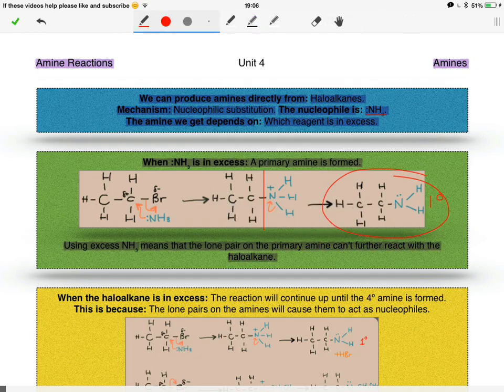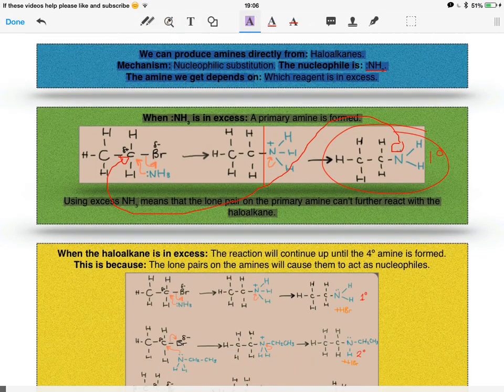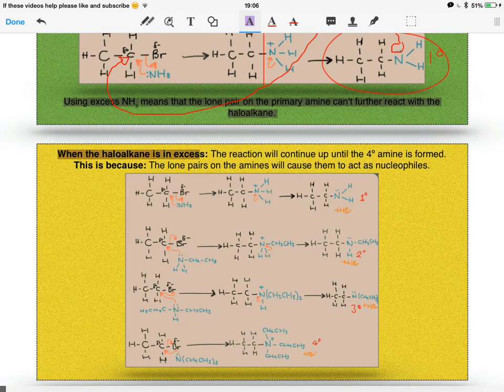The reason this is going to be important in the second is because this lone pair here, well, if you think about it, if the haloalkane was in excess, what's to stop this reacting with that, acting as a nucleophile? The answer is, if your haloalkane's in excess, there's nothing stopping that from happening. So what actually happens is when the haloalkane is in excess, the reaction will continue up until a quaternary amine is formed. And this is because the lone pairs on the amines will cause them to act as nucleophiles.